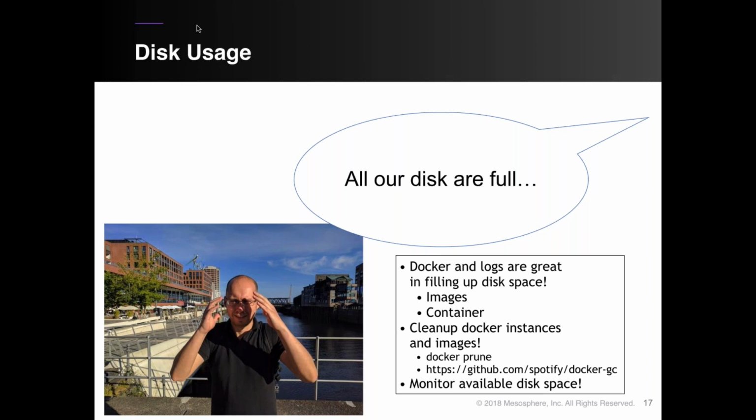Docker has this --rm tag, which will automatically delete the container instance. And you can also use Docker prune. Personally, there's a GitHub Spotify project, Docker garbage collection, which will automatically clean up your cluster once it's running there. And this is, for example, similar to what we use on DCOS. And again, monitoring the available disk space is the vital key here, so you get alerted before something goes wrong.